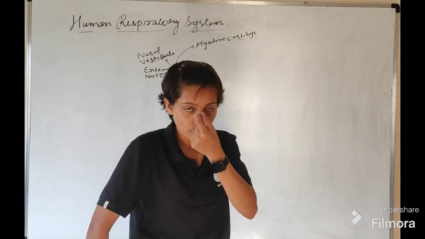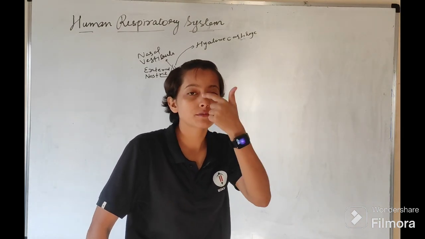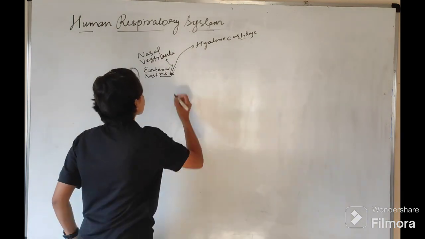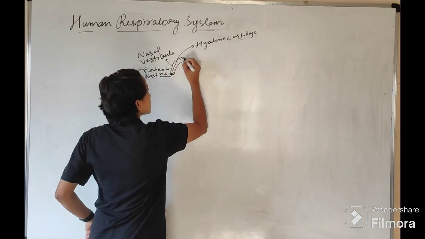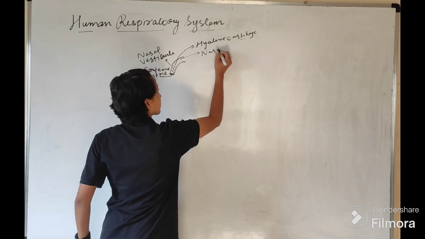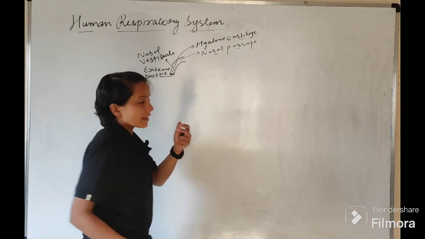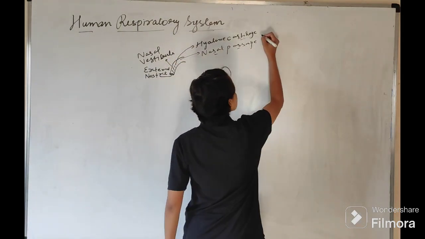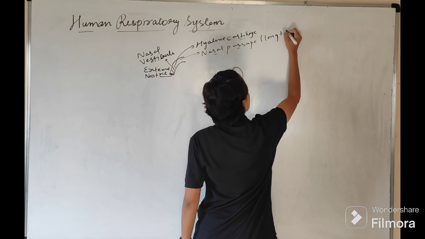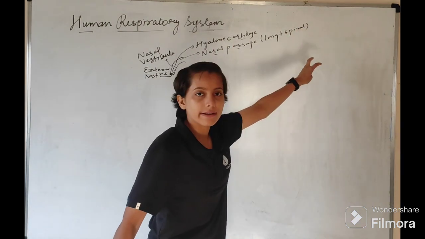Now, as we move forward, we find that there is a passage kind of thing. That passage present inside the nose is called our nasal passage. Can you see this nasal passage is very long and spherical in structure? Why is it long and spherical? How will it help us? When we say that it is long and spherical, what will happen?